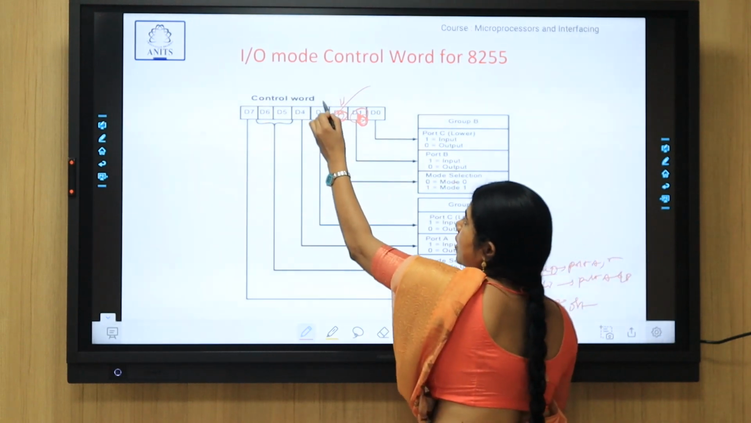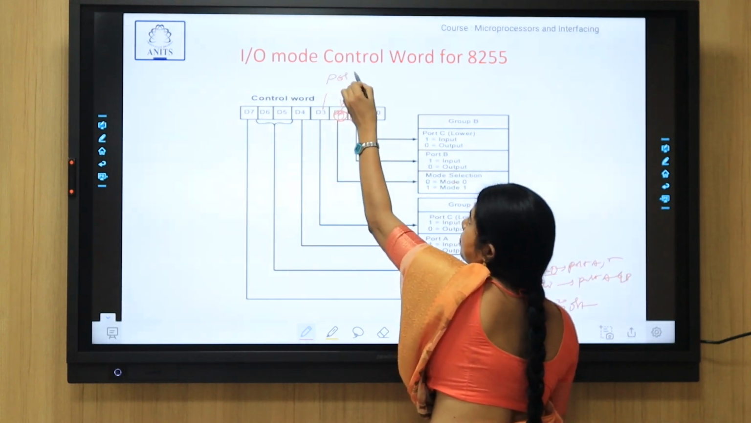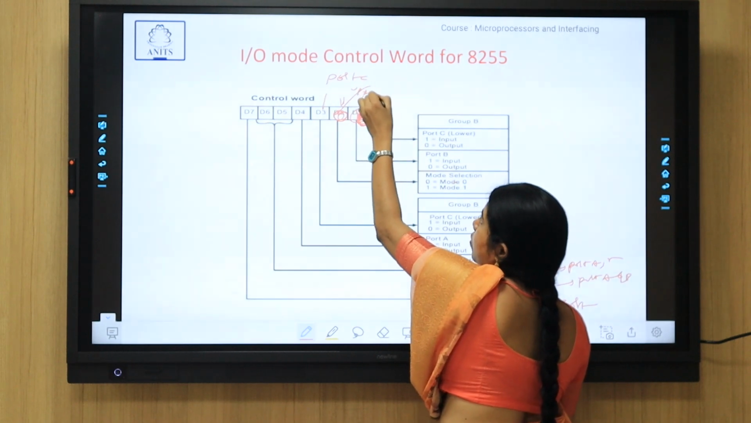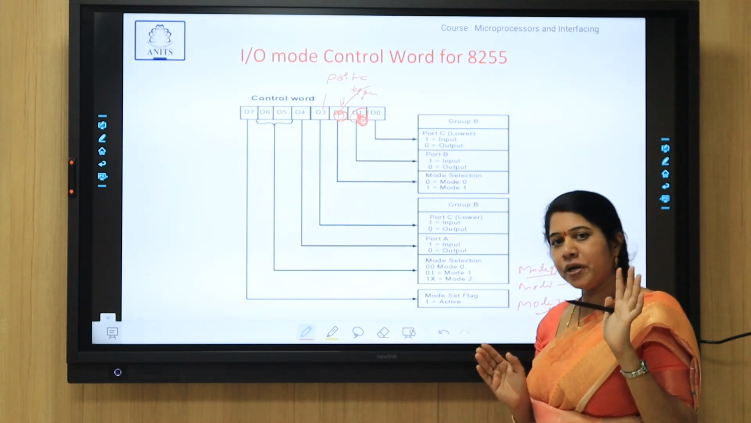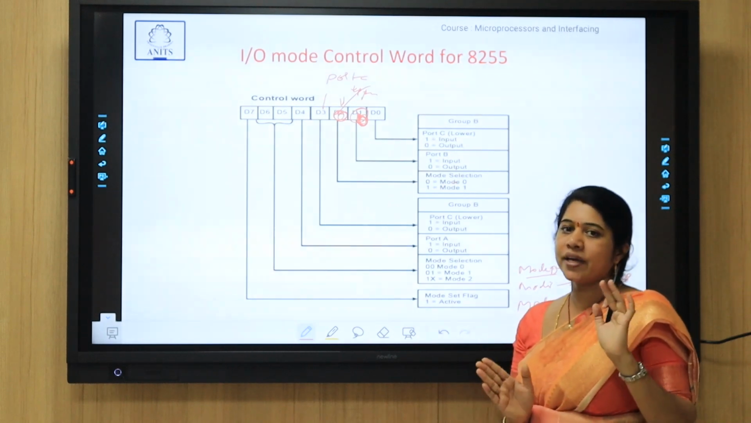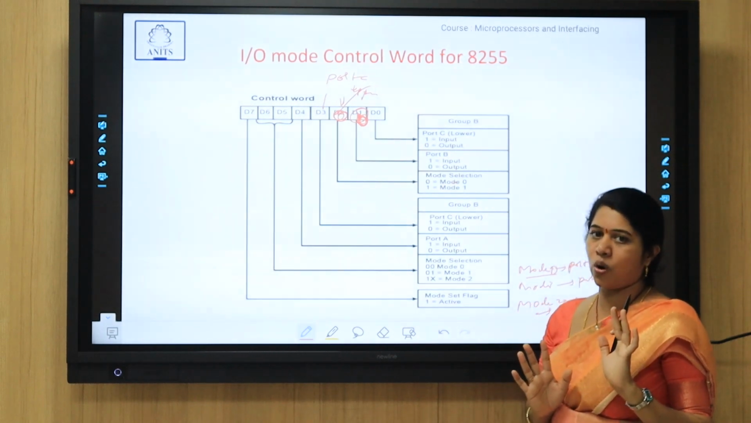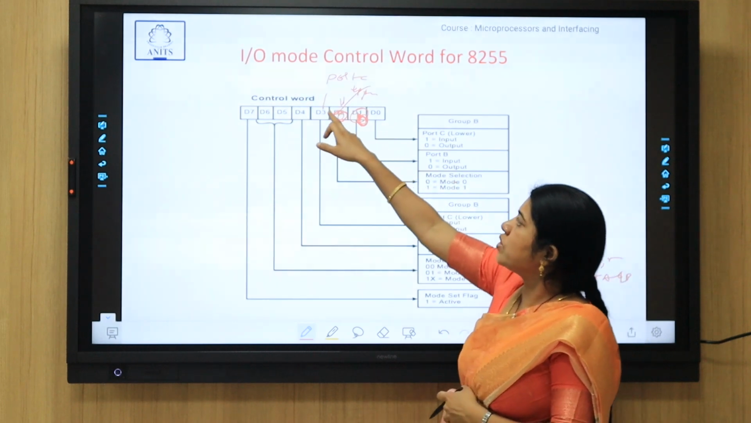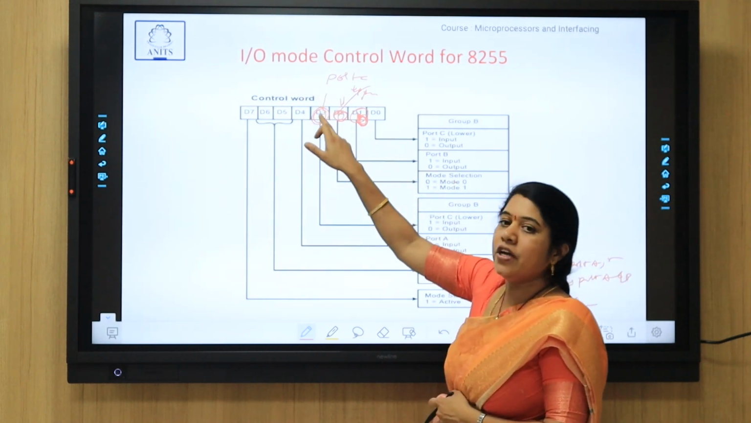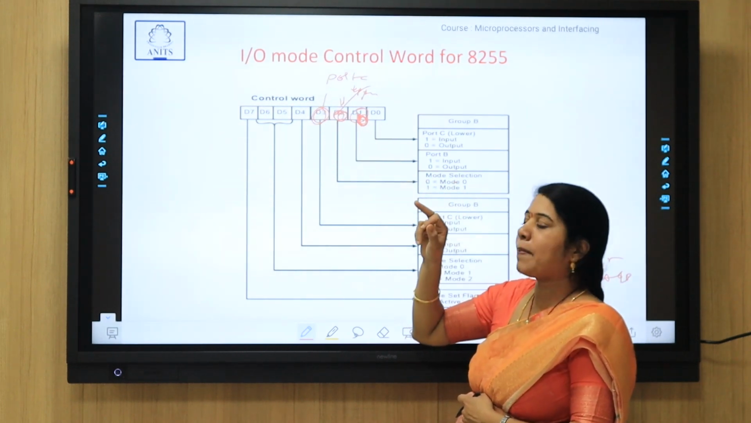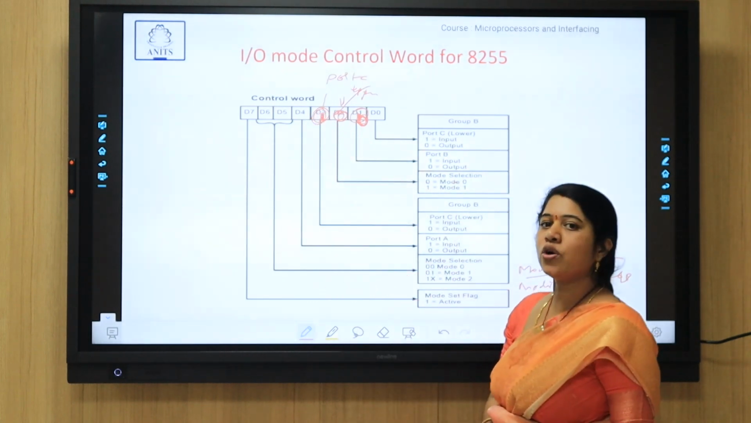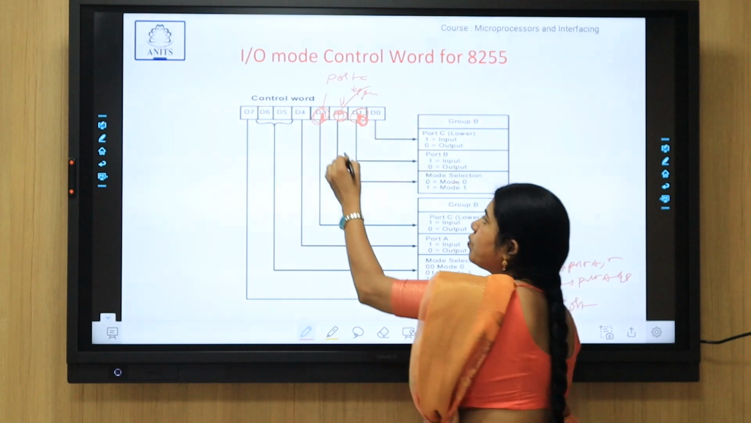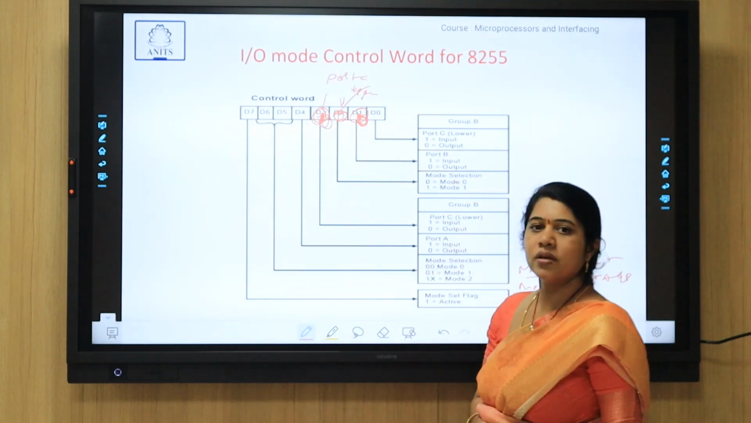This bit is used to represent port C upper. Port C lower and upper are two 4-bit ports. Whenever only a 4-bit port is required, we can use port C upper and port C lower. This is to initialize port C upper. If you want to operate port C upper as an input port, you set this bit as 1. If you want to operate port C upper as an output port, this must be 0.